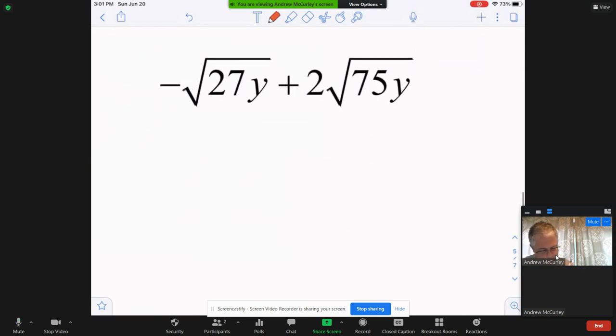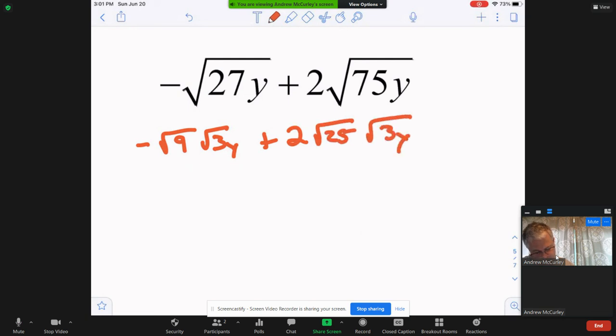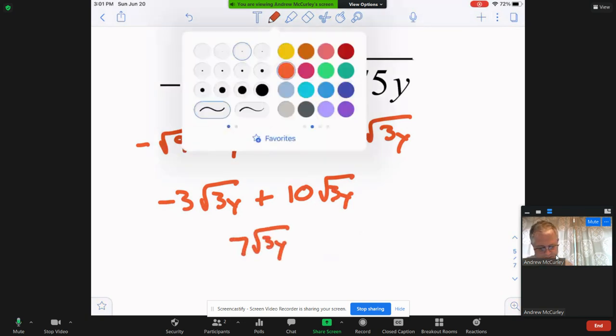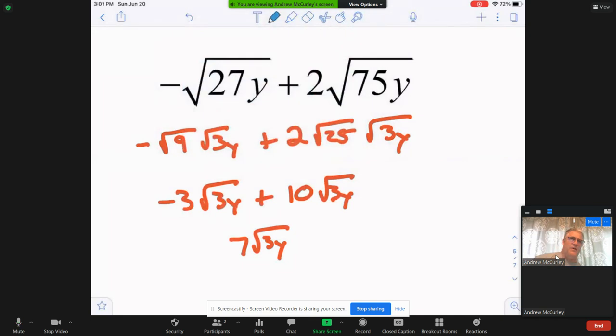Let's do another. All right, I got 27. So the perfect square, I got a negative. The perfect square of 27 is 9, square root of 3y, plus 2, again, the square root of 25. And that'll be 3y. So that looks like -3 square root of 3y plus 10, 5 times 2, square root of 3y. Add them together, that's 7 root 3y. All right. But that initial reducing is very important that you get that correct.